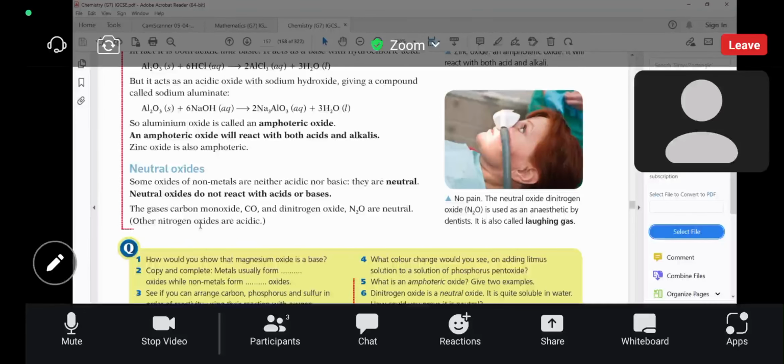Other nitrogen oxides are acidic, for example N2O5. So this is acidic. We will study them later. Nitrogen can form different types of oxides, for example NO, N2O5, N2O3, like that. We will study them later. So only N2O is neutral. The rest are acidic.